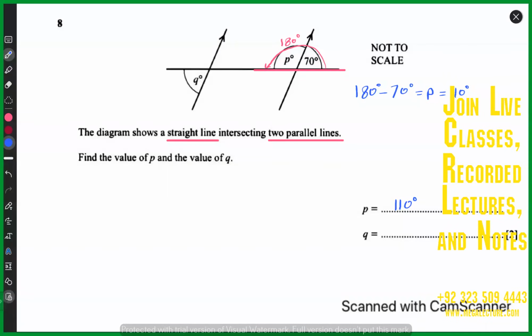Okay. What about Q? Can anyone tell me what would be Q? Bipesh, your answer was correct. 70 degrees. Very good. And how? So first of all, we just find the angle which is opposite to P, which will be 110, and then the alternate angle to, not alternate, corresponding angle. Okay. That will be Q. That is going to be 110.